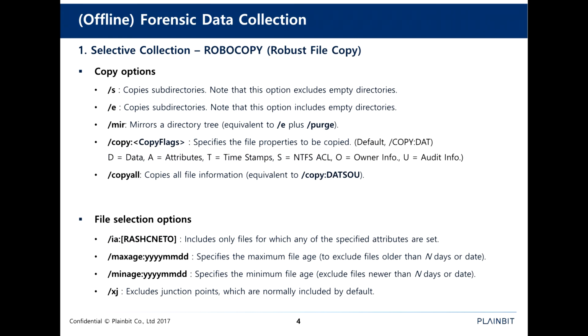Following are the detailed options for Robocopy. The options might seem complicated, but you can use it easily after crafting it as a BAT file. Robocopy can be used extensively because it can be categorized by extension when selecting a file, but it has a disadvantage of not being able to access files that are locked by the operating system.